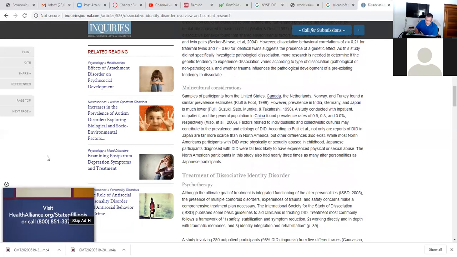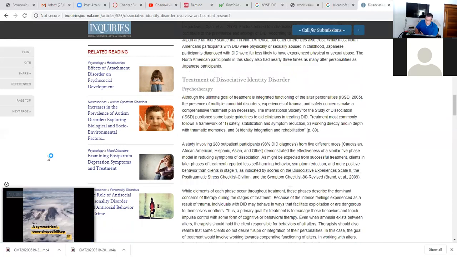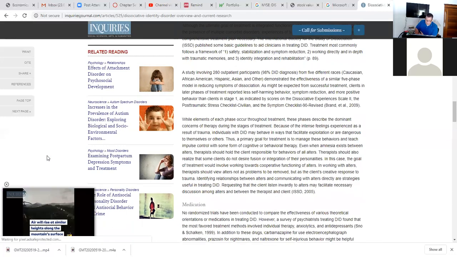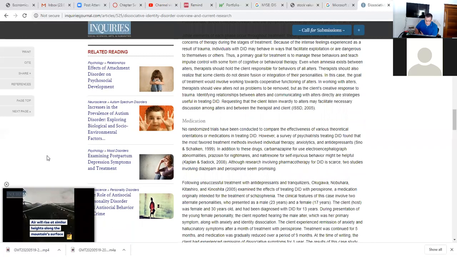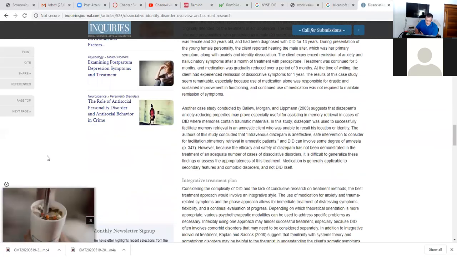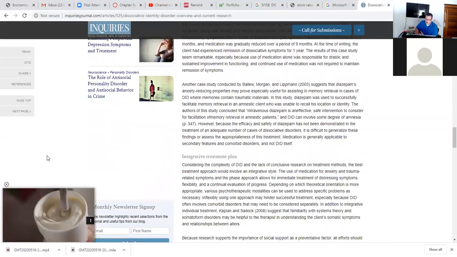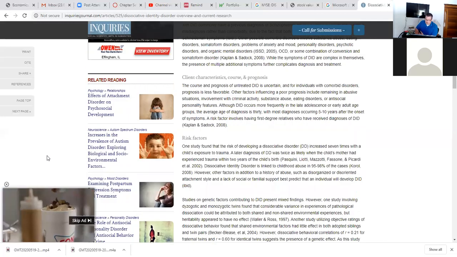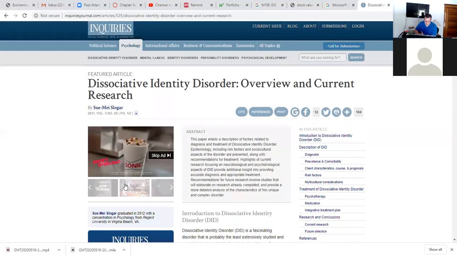So, these are some treatments, again, psychotherapy and medication are going to be the two main ones for a disorder like this. Some integrative treatment plans. So this looks like a pretty good article, even though it's just an abstract for us to answer those questions. So let's look at the next question.